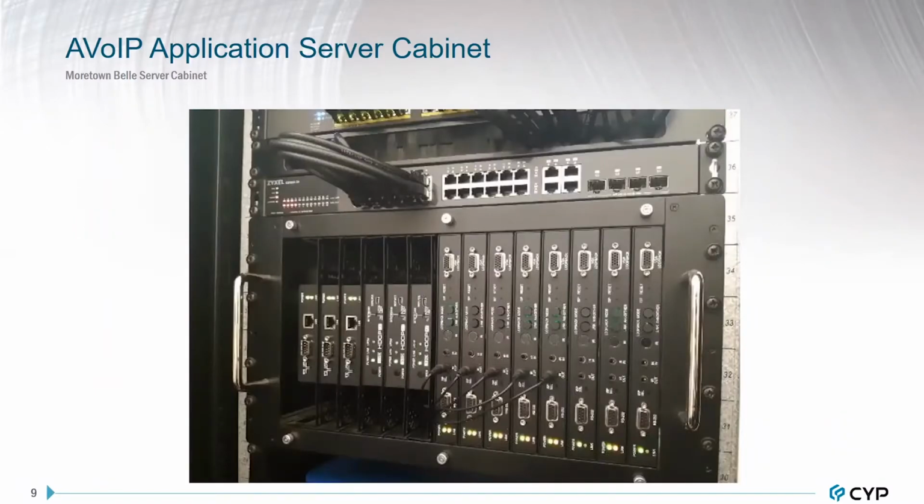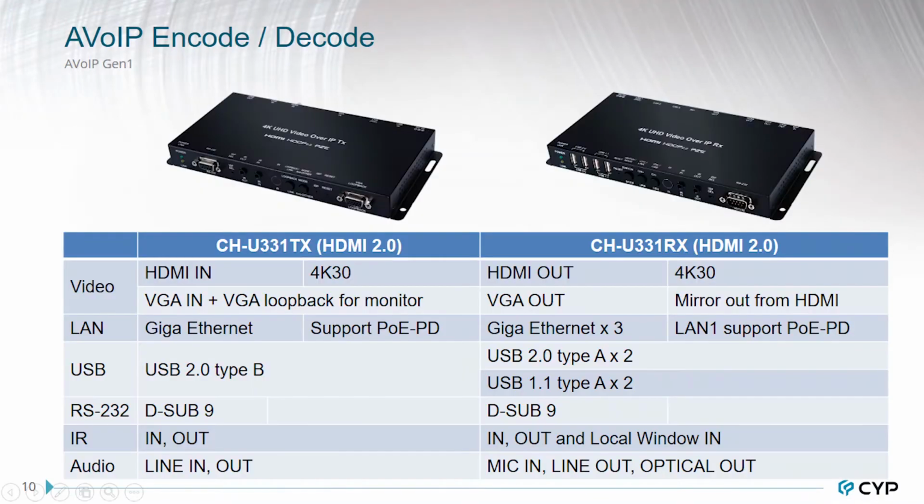In addition to the AV over IP equipment, CYP also provides a dedicated CSU cabinet that can be neatly placed in a standard cabinet. The product used in this application is 1G AV over IP and supports 4K30 resolution. There is also a LAN hub that can transmit control signals, and the device itself supports PoE PD, so no additional power supply connection is needed.